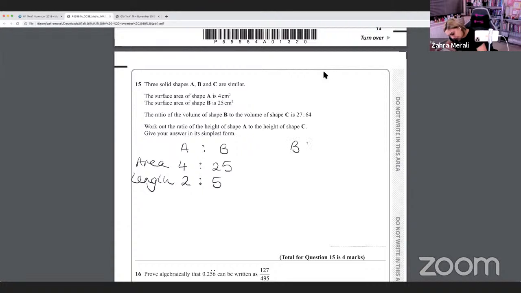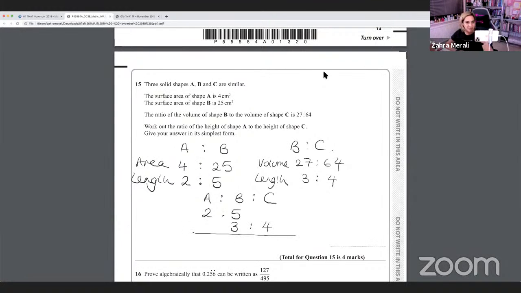For B to C, for the volume, it's 27 to 64. We want to go to the length. Remember, we're always going back to the length. So we're taking the cube root to give us 3 and 4. And now we match them up. We've got A to B to C. The lengths here are 2 to 5, 3 to 4.